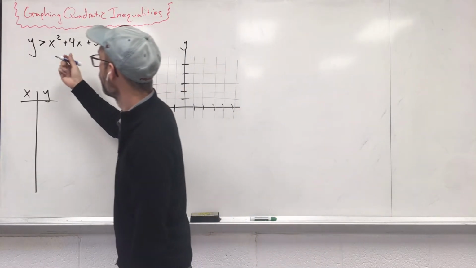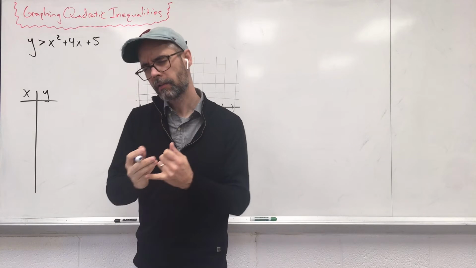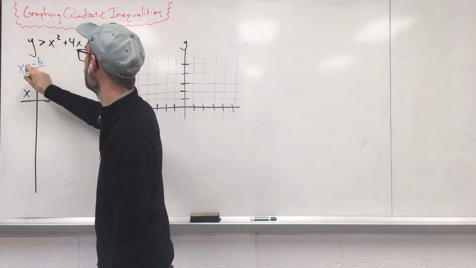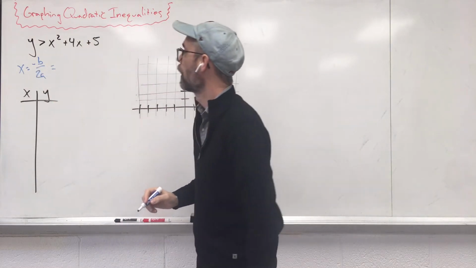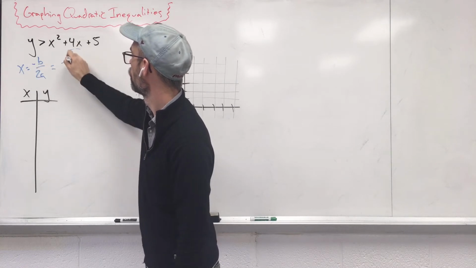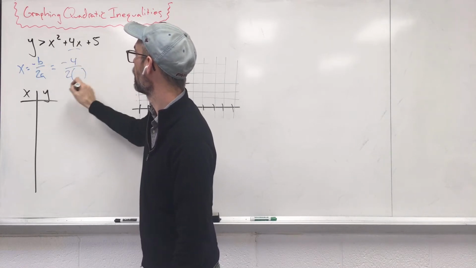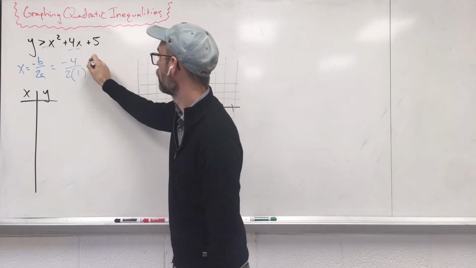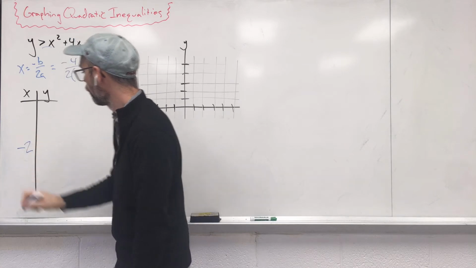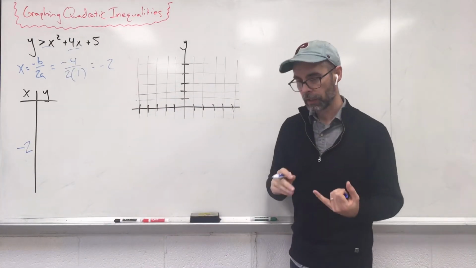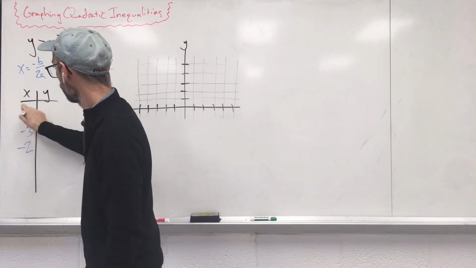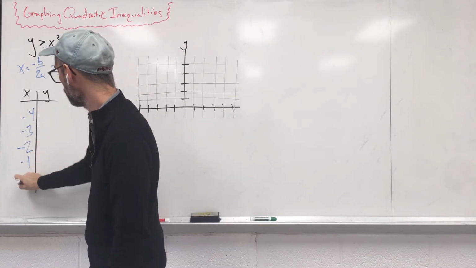So we do that by coming up with the x half of the vertex or the axis of symmetry by that formula x equals negative b over 2a. My b value here is 4, so I'm going to say negative 4 over 2 times my a value is 1, giving us negative 2, and that's going to go in the middle of our t-chart. From there, we need to come up with two numbers smaller, two numbers larger. So smaller, negative 3, negative 4, larger, negative 1, 0.